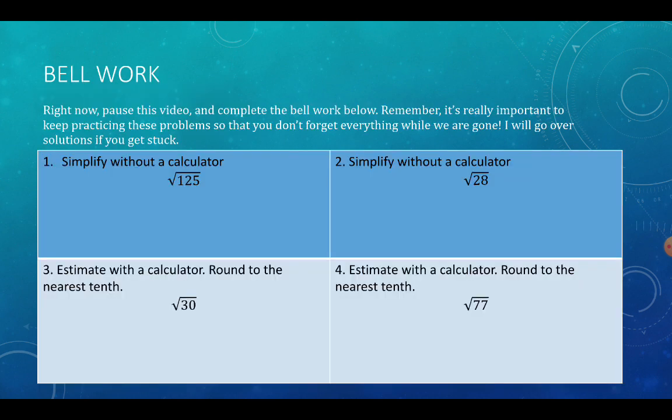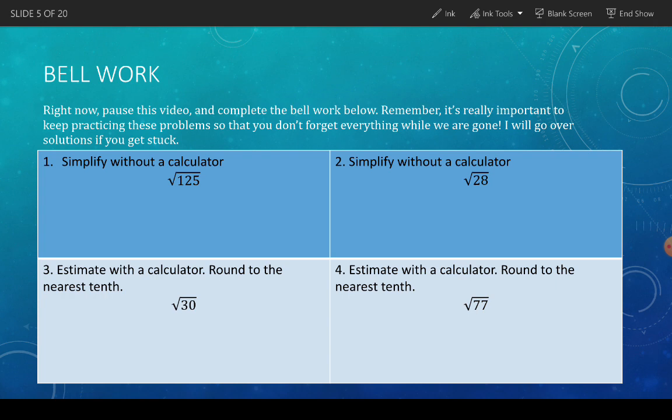All right, go ahead and pause and try these 4 problems from your bell work. These are review problems from earlier in the semester. Okay, so simplify without a calculator. The square root of 125.